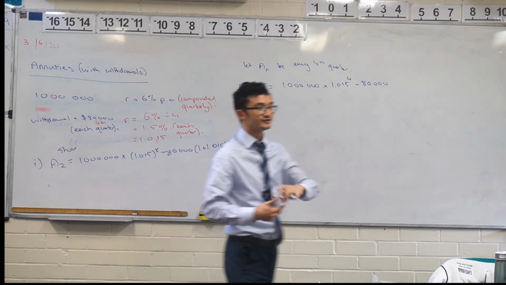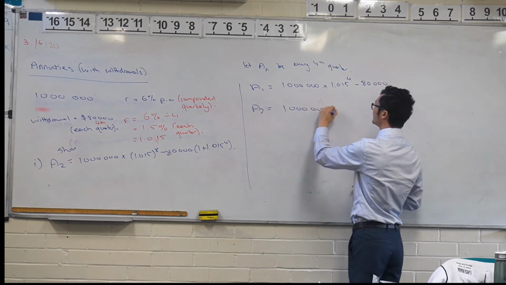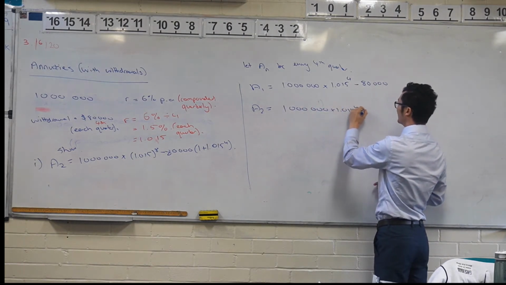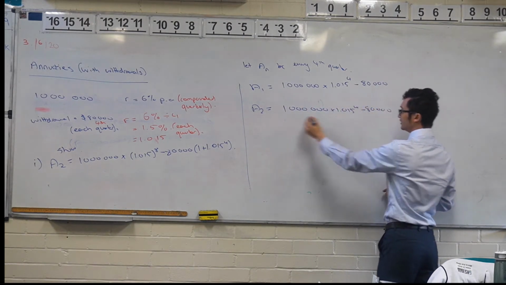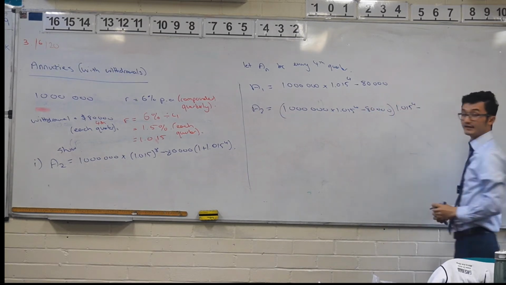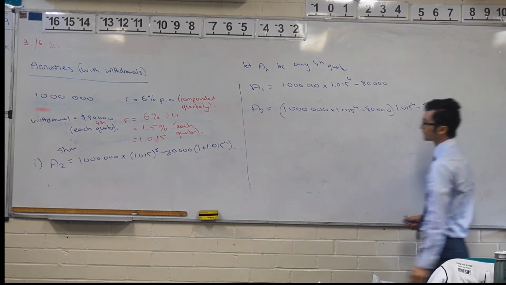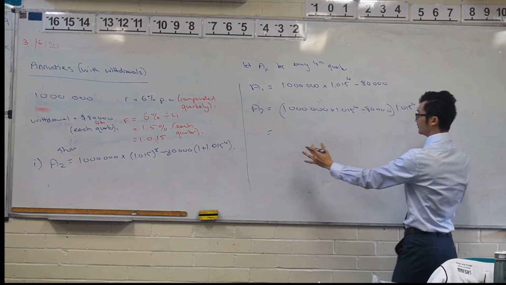The interest, yeah? So the interest, right, because remember, this is the next fourth quarter now. So that's multiplied by 1.15 to the 4. And again, I have my withdrawal, right? So that's 80,000, right? And then you can go ahead and simplify it out.